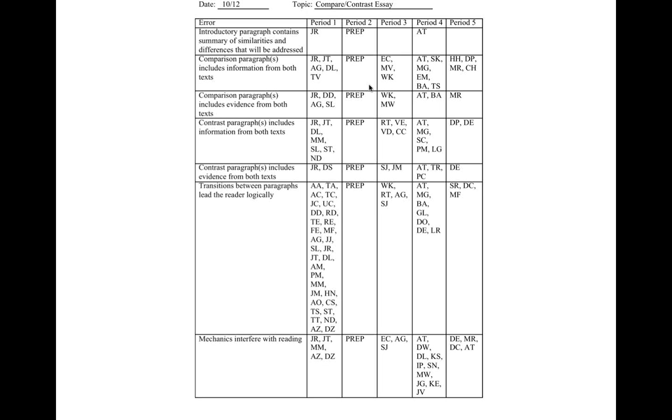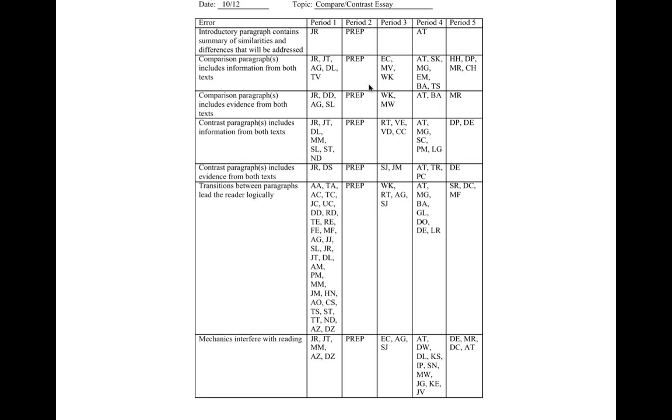I put an example in here from a compare-contrast essay that students were working on. The teacher was looking for different kinds of errors, like the introductory paragraph contained a summary of the differences and similarities. The student initials in the boxes are the students who did not do this successfully. I don't think we do this enough, this kind of error analysis, because if you look, period one on transition, there's a lot of kids who need that instruction. There's a whole class reteach there that needs to happen.